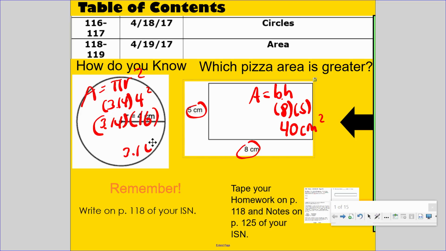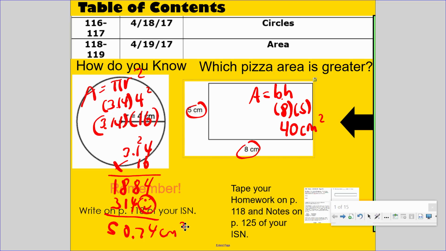If I multiply 3.14 times 16, that's 24, carry the 2. 6 plus 2 is 8. 6 times 3 is 18. Smiley face, placeholder mean. 1 times 4 is 4. 1 times 1 is 1. 1 times 3 is 3. I add this up. 2 digits are behind the decimal point. So the circular pizza has an area of 50.24 square centimeters.